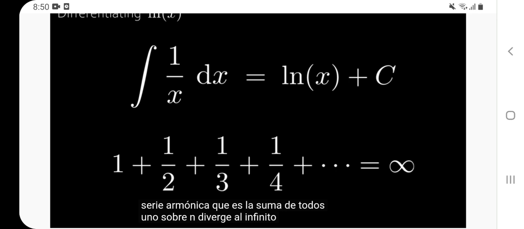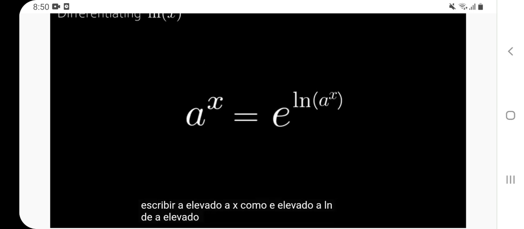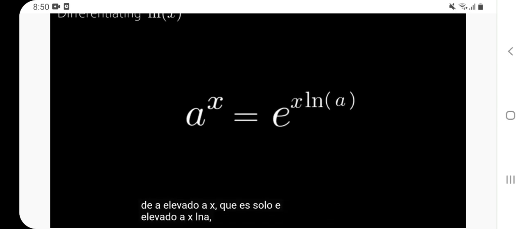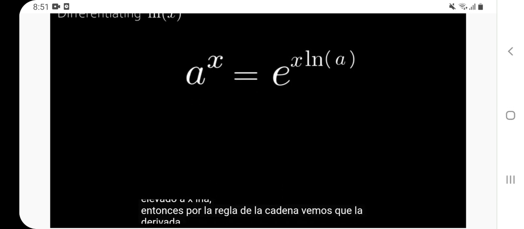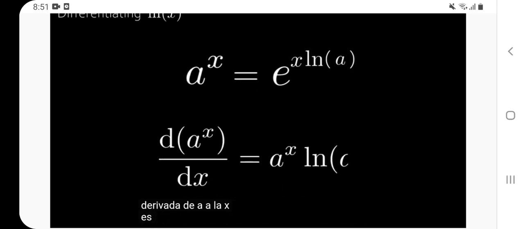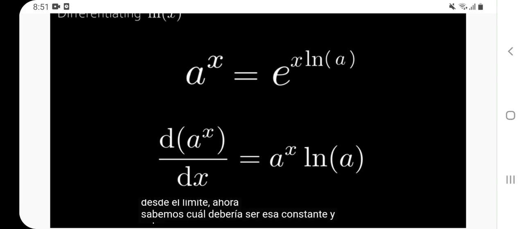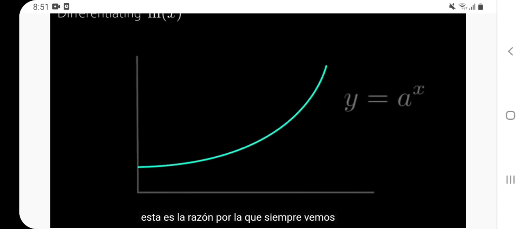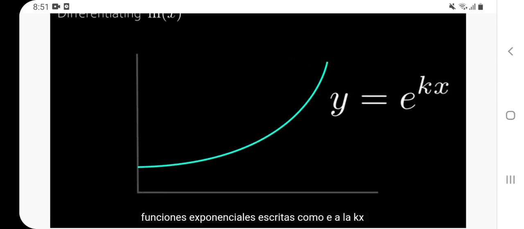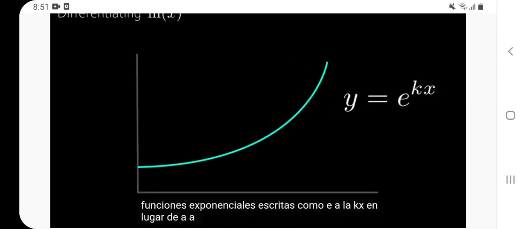And a very useful trick is that we can write a to the power of x as e to the ln of a to the x, which is just e to the x ln a. Then by the chain rule, we see that the derivative of a to the x is equal to a to the x times ln a. And this ln a is a constant k from before. So instead of calculating k from the limit, we now know what that constant should be. And this is the reason why we always see exponential functions written as e to the kx rather than a to the power of x.